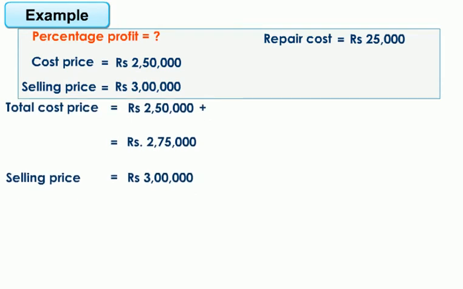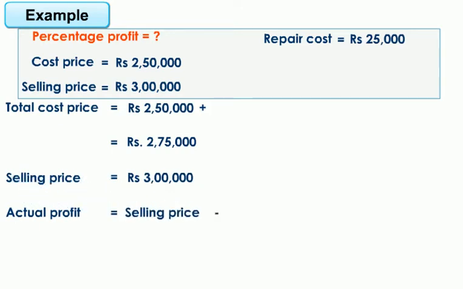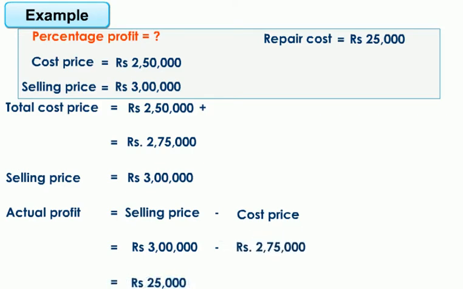Now, the actual profit is given by actual profit equals selling price minus cost price. That is rupees 3 lakh minus rupees 2,75,000. This gives us rupees 25,000.